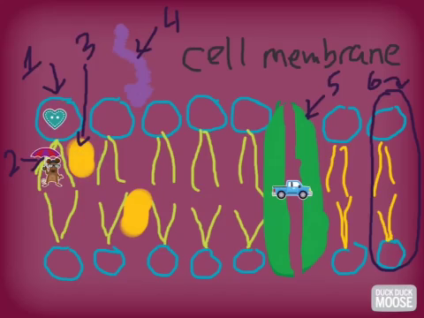And then up here, number 4, what do you think that is? This is kind of the outside of the cell. All right, number 4 is the glycoprotein that's helping this cell be recognized by other cells and to recognize other cells.